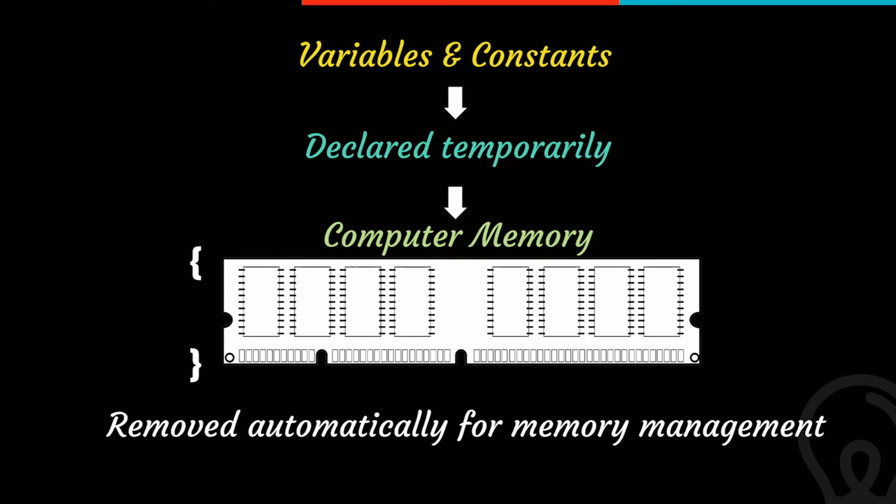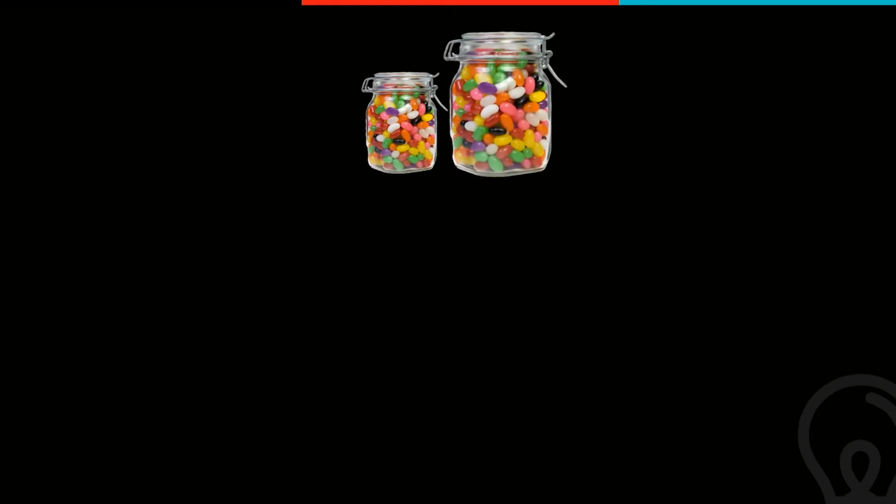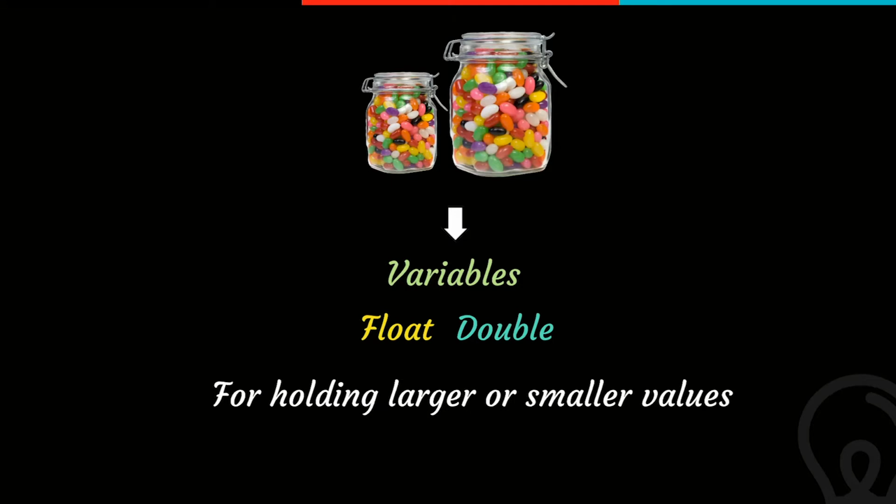The second point which I want to highlight from the same example is, you can use a small or big size jar depending on how many jelly beans you want to store. The same concept applies to variables, based on the size of the data. You use different types of variables so those can hold larger or smaller values.